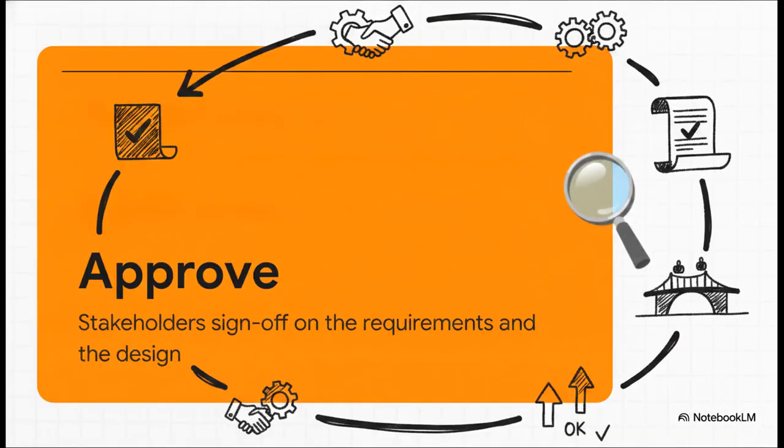And finally, the life cycle demands that we approve. This loops us all the way back around to formally getting stakeholder sign-off on the requirements and the resulting design. It's the official handshake. The agreement that the blueprint is sound, the root causes have actually been addressed, and the bridge is finally ready to support the weight of the business.